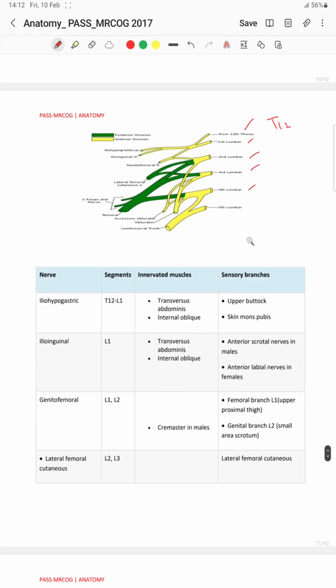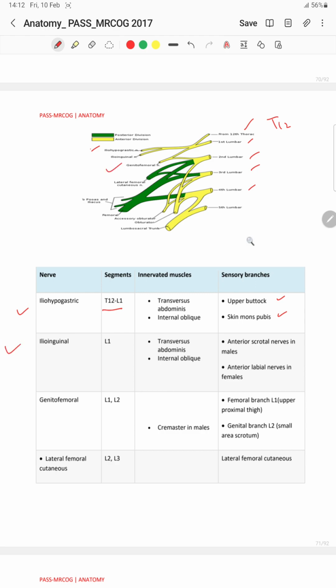Number one is the iliohypogastric nerve. This comes from T12 to L1. The iliohypogastric is going to innervate the muscles, the transversus abdominis and internal oblique, and gives rise to the sensory branches of the upper buttock and the skin of the mons pubis. The ilioinguinal nerve arises from L1.